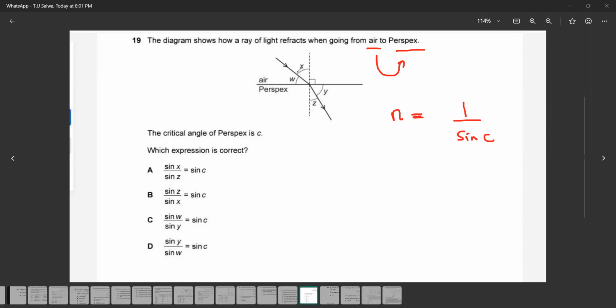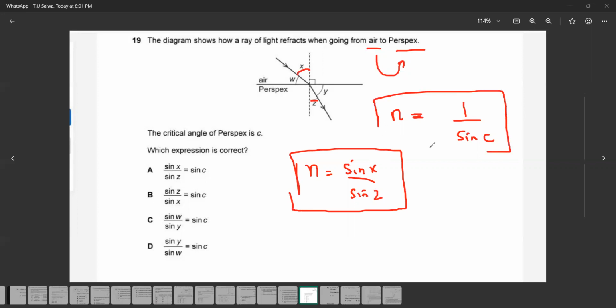And what is the refractive index as it is moving from air to glass? The refractive index will be equal to sine of angle i, which is X, over sine of angle r, which is Z. So one formula for refractive index is sine X over sine Z. Another relates the critical angle and the refractive index: n equals 1 over sine C. When we compare these two equations, sine X over sine Z is equal to 1 over sine C.